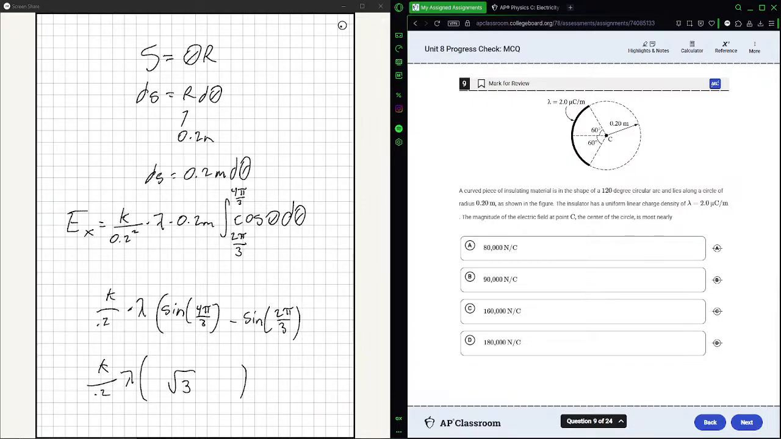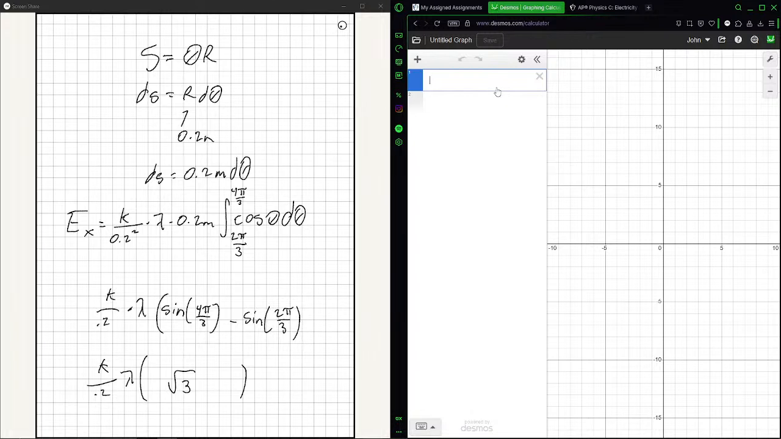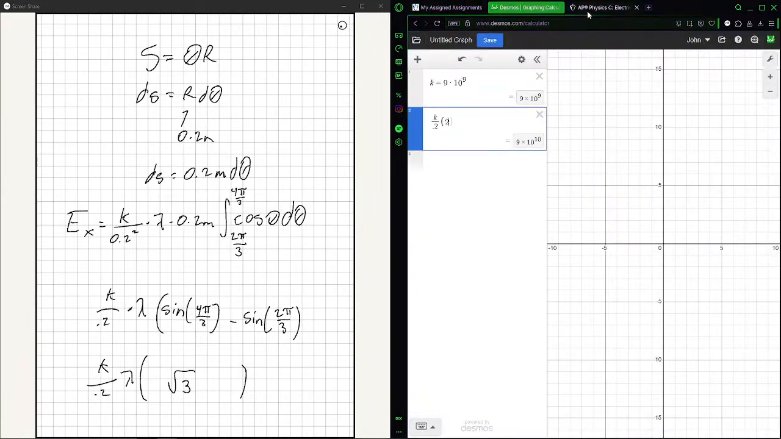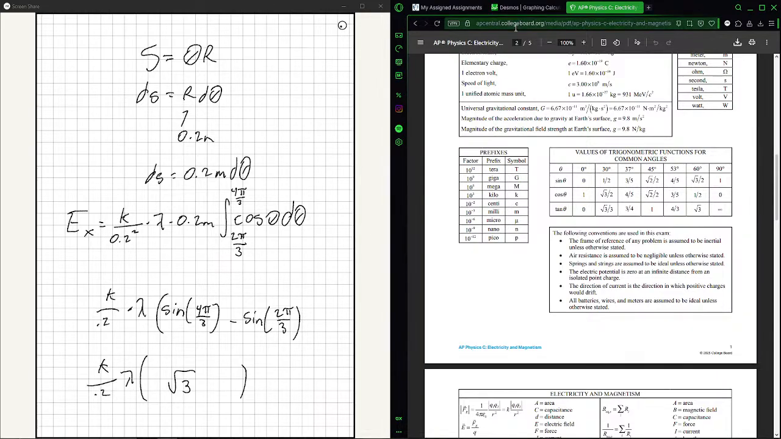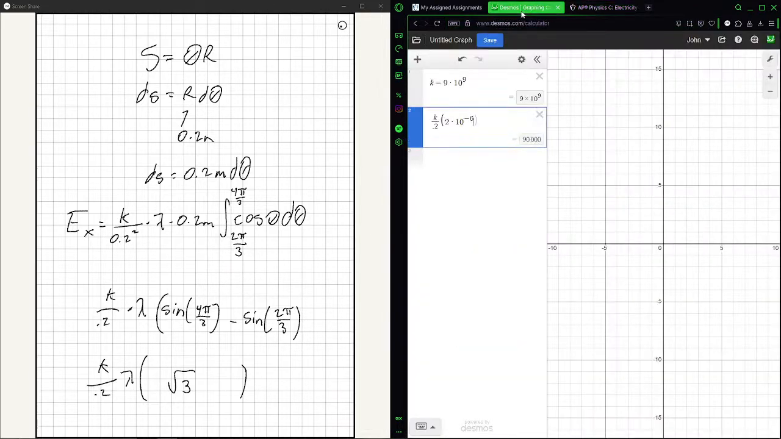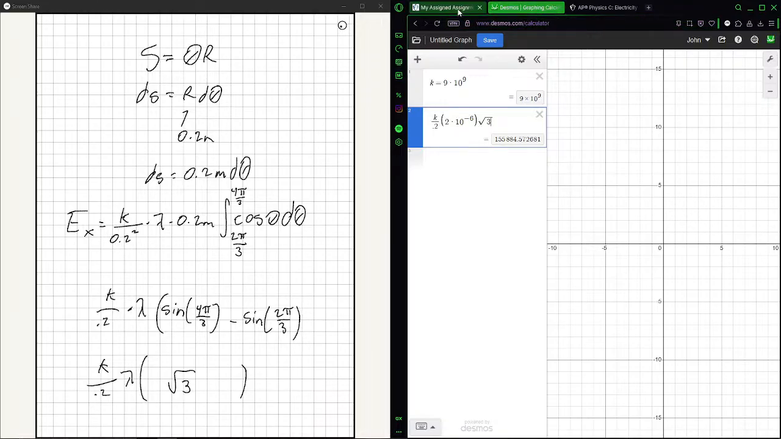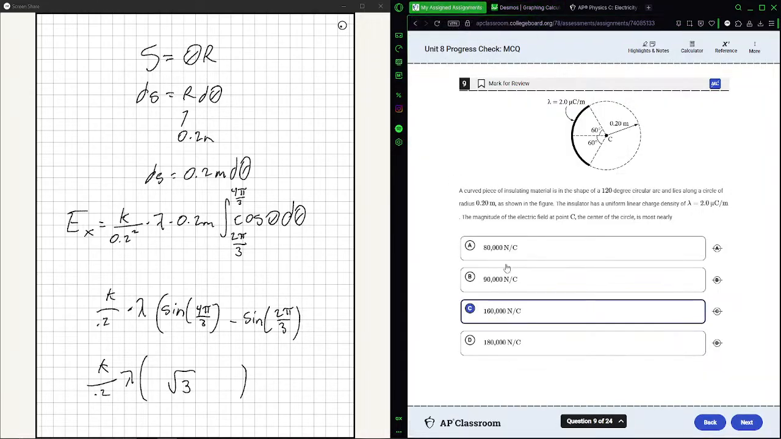So now let's plug in all these values into Desmos. We have k is equal to 9 times 10 to the 9, I believe. So k over 0.2 times lambda, which was given to be 2 times the micro symbol, which micro is 10 to the negative 6. Okay, root 3. Is that even an answer? It's probably this one. It says most nearly. 155,884, rounded up, 160,000. Tough.